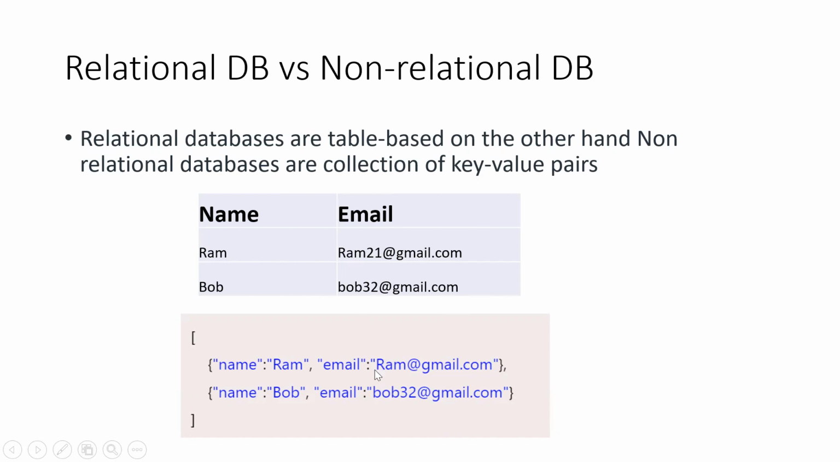The same data can be represented over here in a non-relational database, storing data as key-value pairs. It can be JSON. JSON is a non-relational database, and so are XML and YAML. We can use this to represent the same data. There is no difference between the upper data and the lower data. So this is the thing.